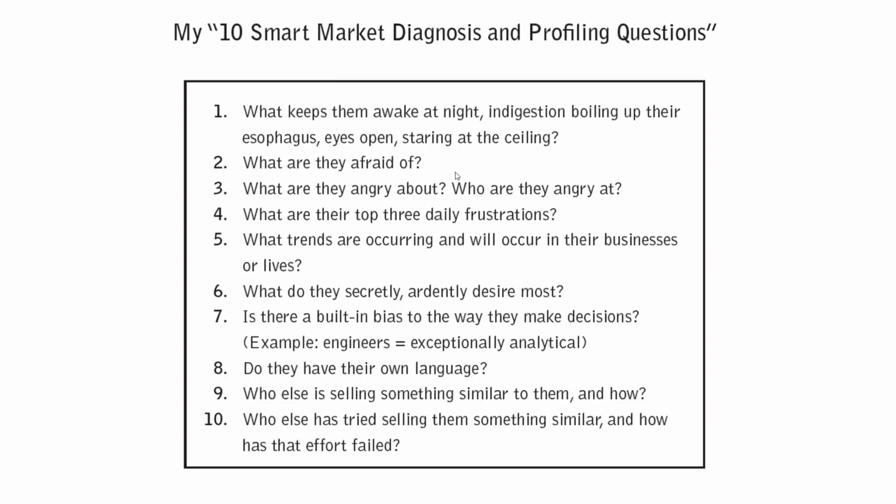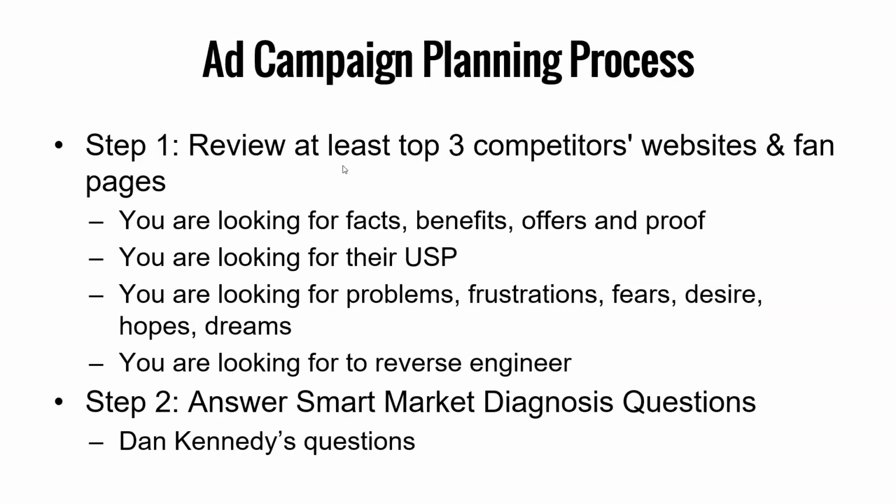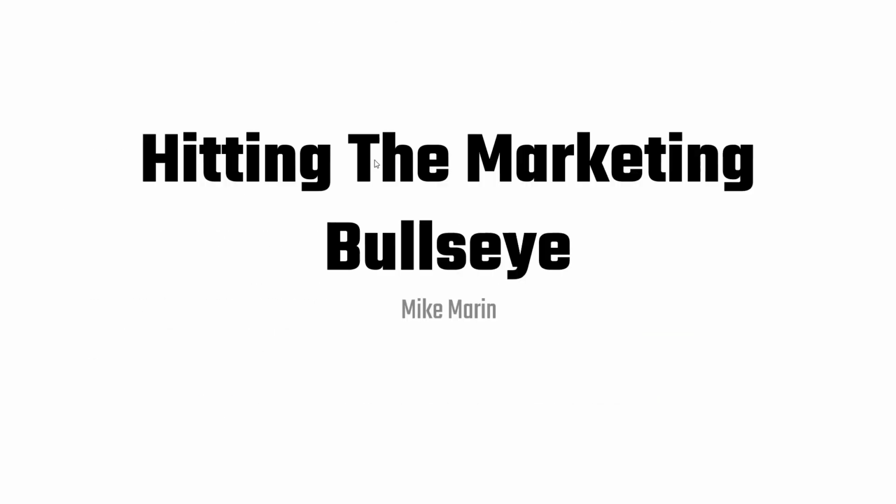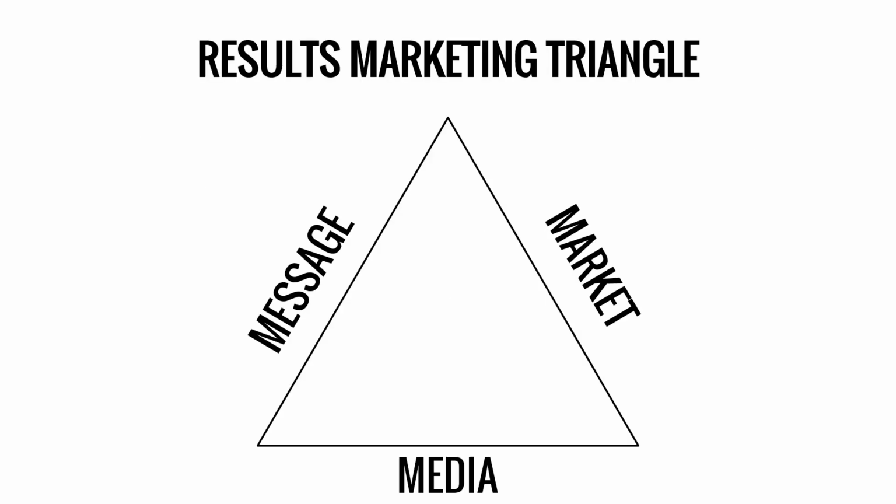And again, the entire time I'm doing this, I have a Google Doc open or a piece of paper, and I am figuring out the answer to all of these questions. We're going to figure them out by checking out their websites, fan pages, their ads, and all of that. So that is really step number 2. After you've done that, which shouldn't take you more than an hour or 2 hours, and if it's a brand new niche, you can do it pretty quick, you've got everything you need to start to hit the marketing bullseye. And the marketing bullseye is when you get the message, market, and the media right.